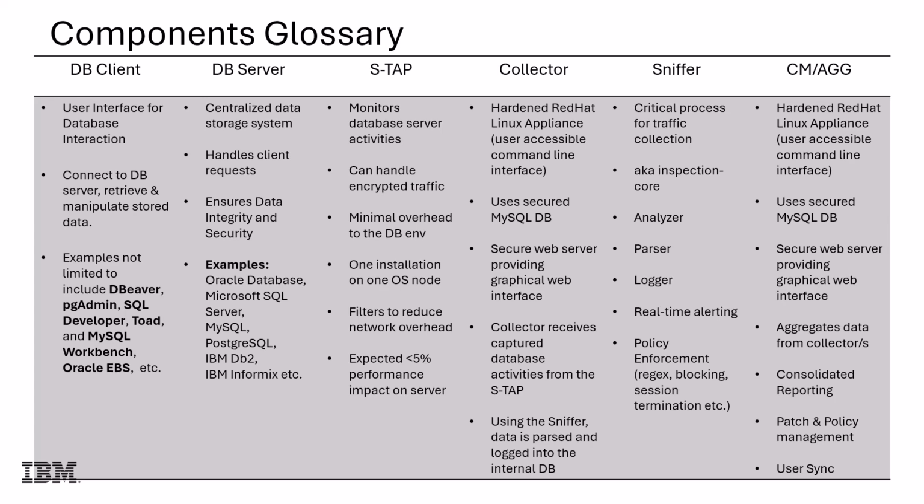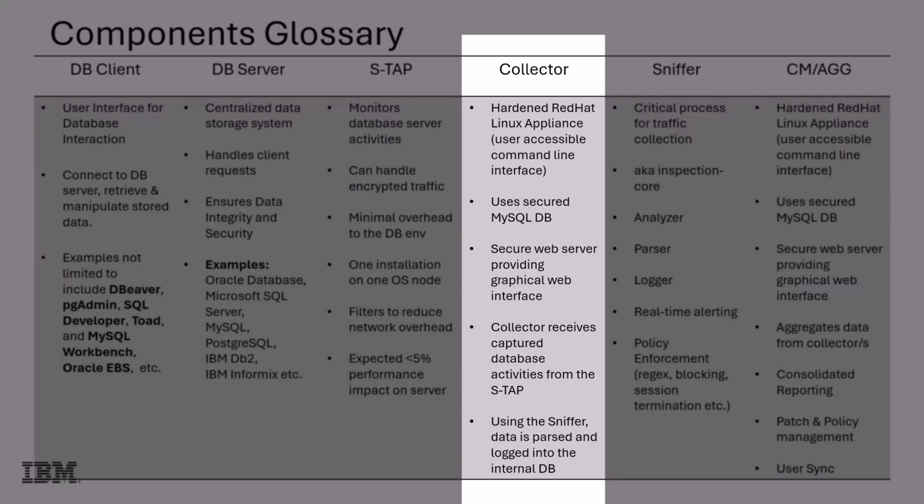For data activity monitoring, the STAP monitors activity between the client and the database and forwards that information to the Guardium collector. The Guardium collector is a hardened Red Hat Linux appliance that has an internal MySQL database server for storing data sent by STAP. The database traffic is logged into the collector based on criteria specified in the security policy. You can access any Guardium appliance's graphical user interface on a web browser and command line interface over SSH.